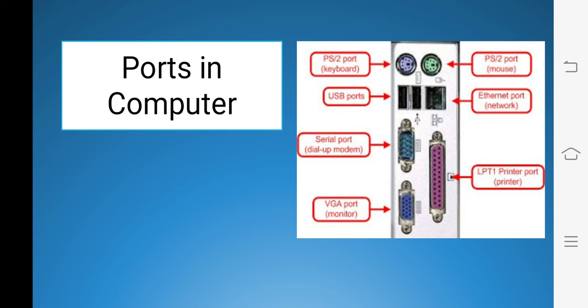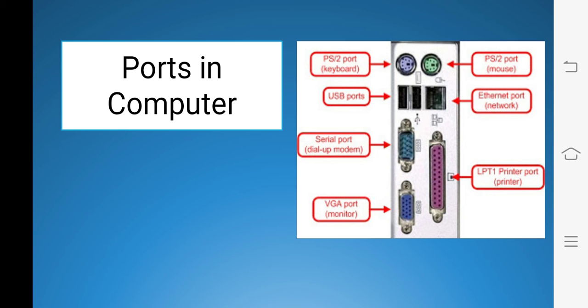Like the PS2 port, keyboard, is used to connect the keyboard. PS2 port, mouse, is used to connect the mouse. USB ports, there are two USB ports used to connect different types of external devices. Ethernet port, as the name says, is used to connect the Ethernet cable used in networking. Serial port, dial-up modem, is used to connect the old types of external modems.